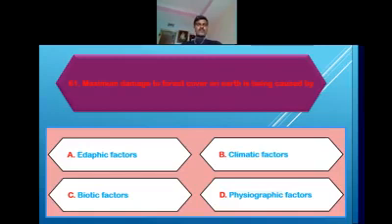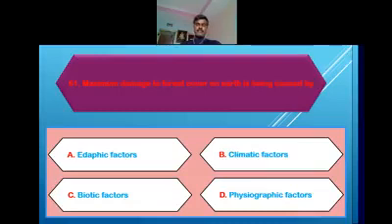Therefore, edaphic and climatic factors may be causing some, but much less. Maximum damage is being caused because of the biotic factor. Coming to the physiographic factor, it means the damage caused other than edaphic, climatic and biotic factors. The damage caused by these is very little when we compare. So the maximum damage is caused by the biotic factor. Let's check the answer. It is the biotic factor.